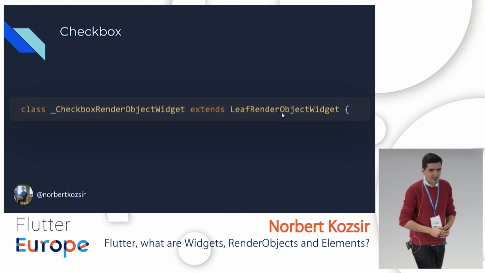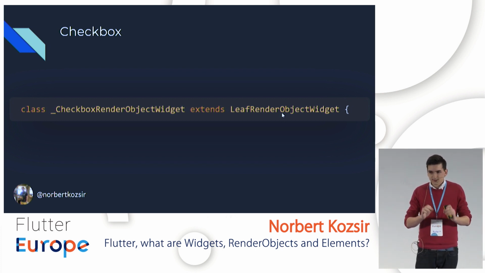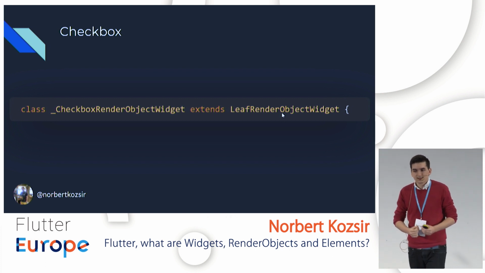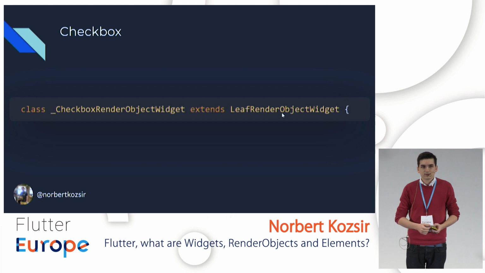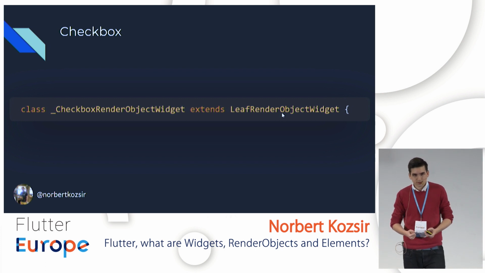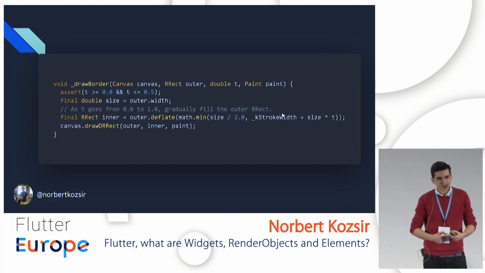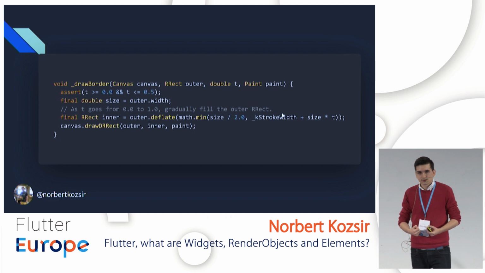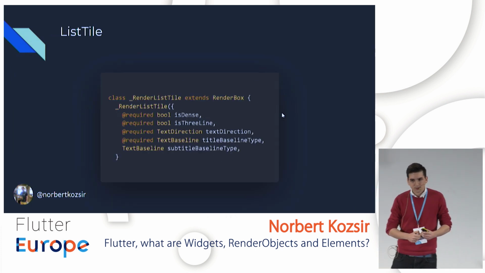If we take a look at the internal checkbox, the checkbox itself is a stateful widget, if I recall, but the checkbox which actually renders is a leaf render object widget. That means it is at the leaf of the tree. It has no children, it just paints. In there it has direct access to the canvas, it has access to sizes, to layering information, and can do custom stuff very well.